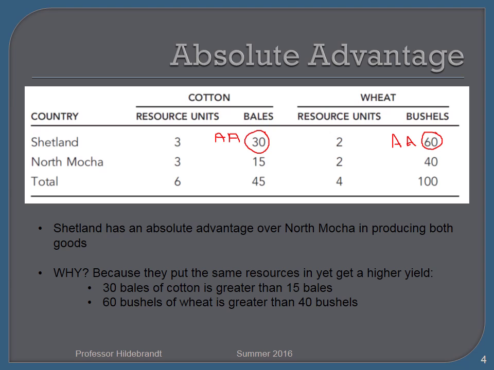Also look at total production when each country is just doing their own thing. So total production between the two countries currently is 45 bales of cotton and 100 bushels of wheat. And this will be important in a moment.